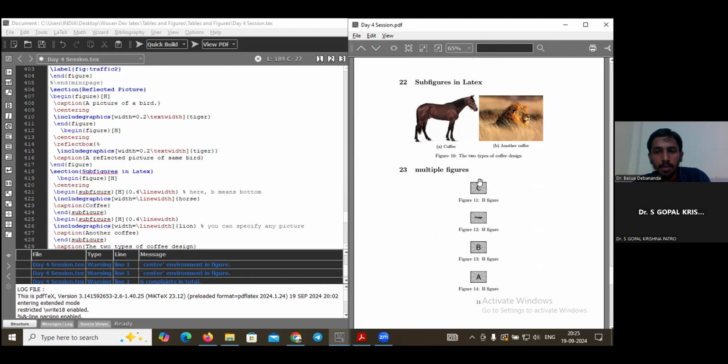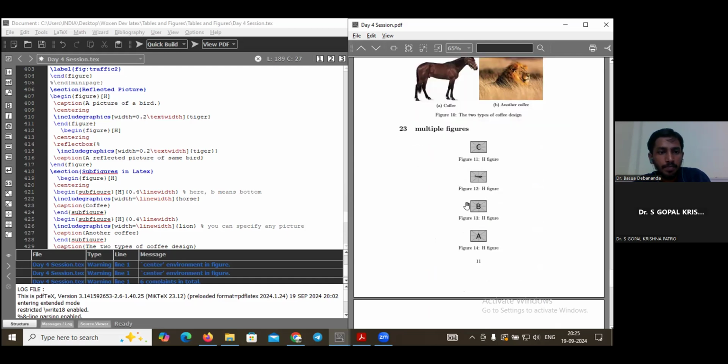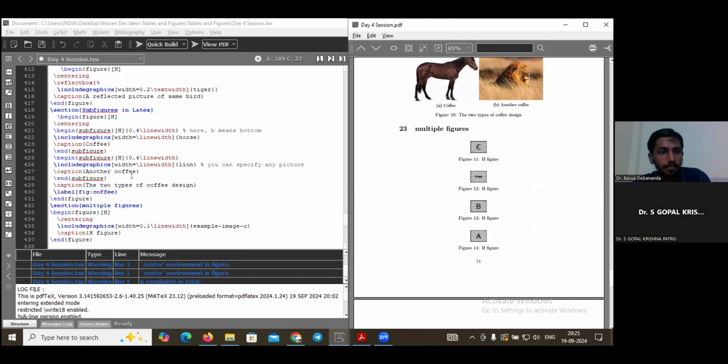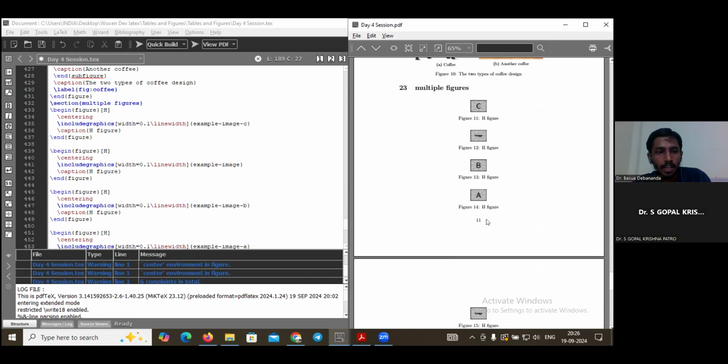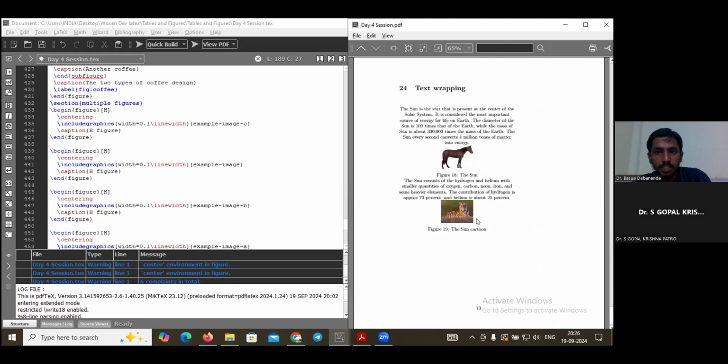Now, these are the multiple figures. Just write the same thing, \begin{figure} and \end{figure}, and within that you can write those things. And the last one is text wrapping.